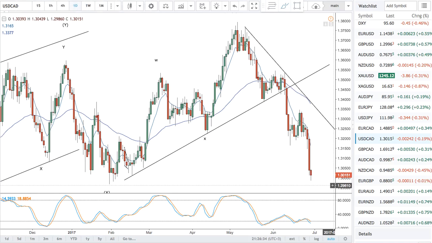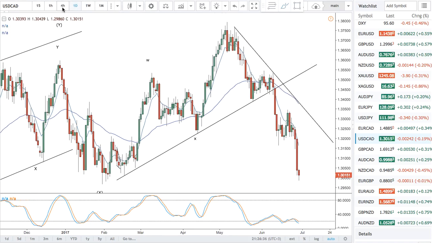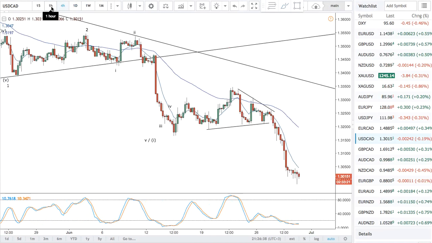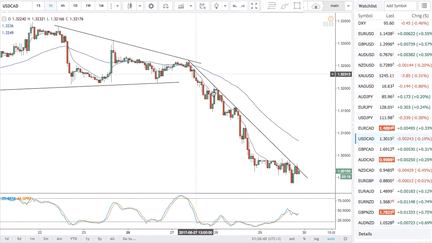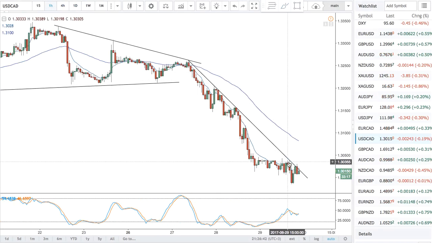I feel that it's trying to base out here. Looking at the 1 hour, it's still under local trend resistance, but I feel it's starting to base. There's a lot of divergence coming in, so maybe another low or so, and see if it can reverse into tomorrow's Canadian GDP print.